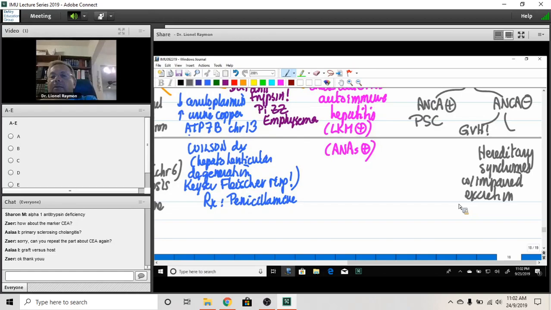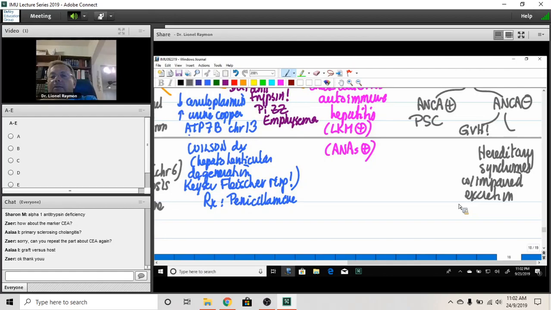Then it's called Dubin-Johnson syndrome. And that's autosomal recessive, and it's a transporter called MRP2. So multi-drug resistant protein number 2, that's defective. If, on the other hand, there is no black pigmentation, but still a cholestatic jaundice, then you know that it could be Rotor syndrome.